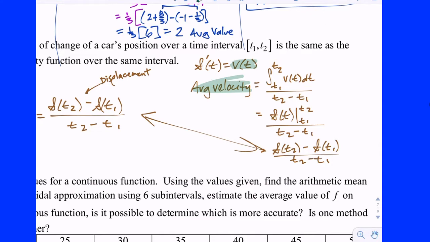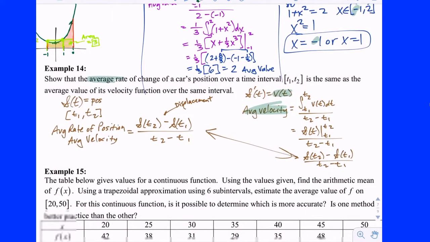Okay, cool. Now, I guess if you have the position function and they ask you for the average velocity, if you don't want to do the average rate of change, you could do what? You could take the derivative and get the velocity function and then do the average value. We just proved that they're exactly the same. That's just a little bit extra work. Quite a few bits of extra work.